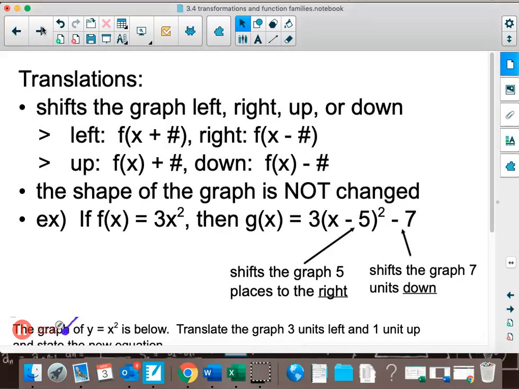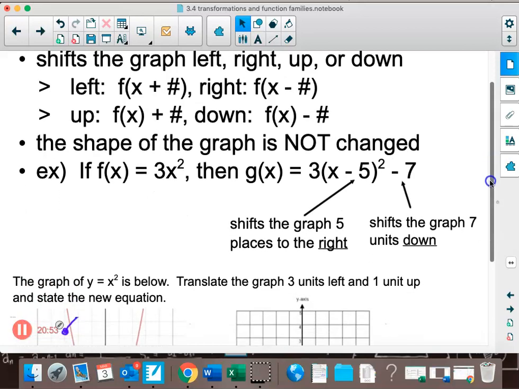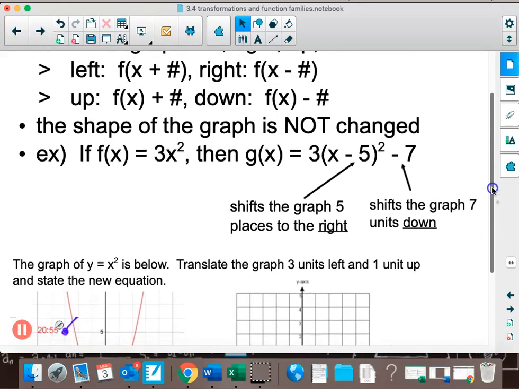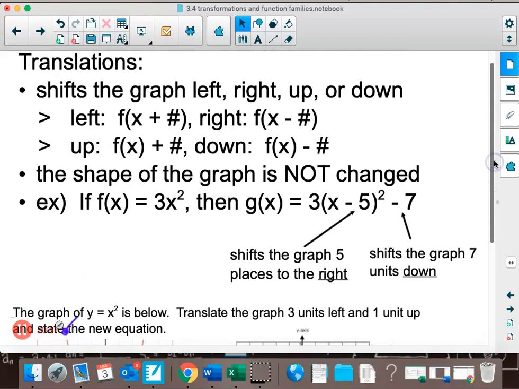Now, I wrote this and it's kind of convoluted. You don't have to write all this today. This is me just trying to explain that when you move to the left, you add to the x, and when you move to the right, you subtract from the x. And when you move up, you add to the y, and when you move down, you subtract from the y. But if you don't want to write that today, it's okay. Not a big deal. You want it? Okay, you can write it. It's okay.